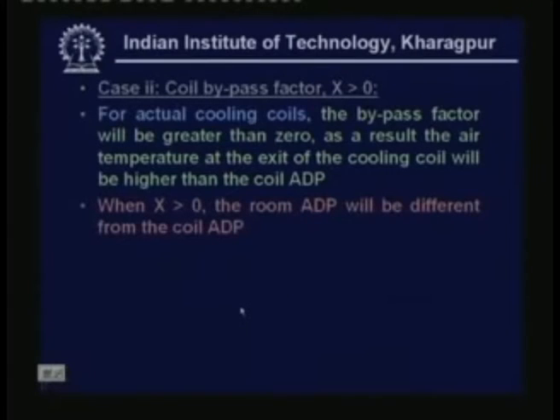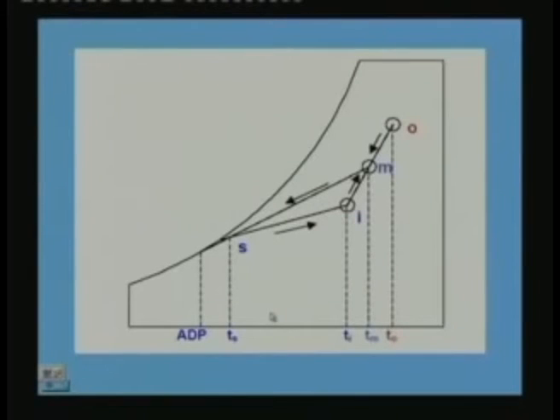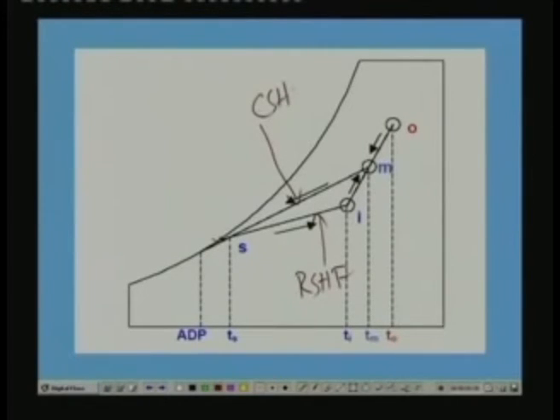So, when X is greater than 0, the room ADP will be different from the coil ADP, that is also clear from here. You can see that the coil ADP is this temperature, room ADP is somewhere here, where this is your room sensible heat factor line. This is your coil sensible heat factor line. The point where this line intersects the saturation curve is your coil ADP, and the point where the room sensible heat factor line intersects the 100% saturation curve, somewhere here let us say, is your room ADP. They are not the same here.